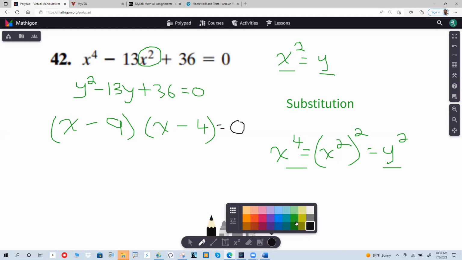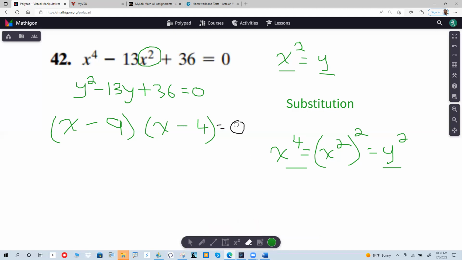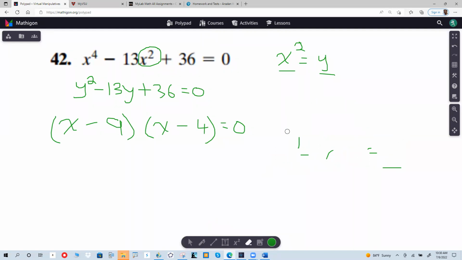Well, I don't know why I switched to black, but let's go back to our green. All right, now, if you don't mind, I'm going to erase this. I'm going to erase the word substitution. Okay, I need the room. All right, guys, now we know, like before, x minus 9 equal to 0, or x is equal to 9.